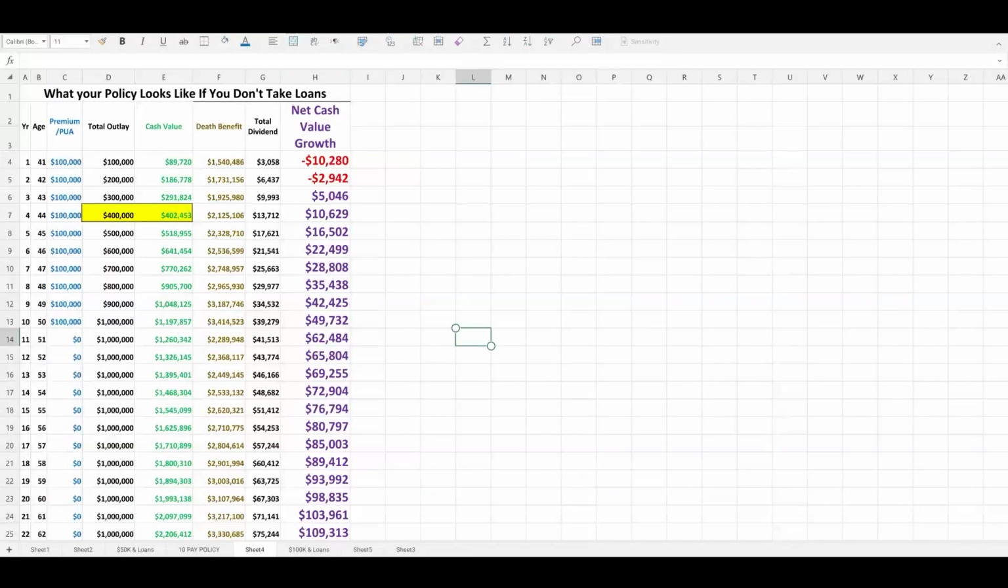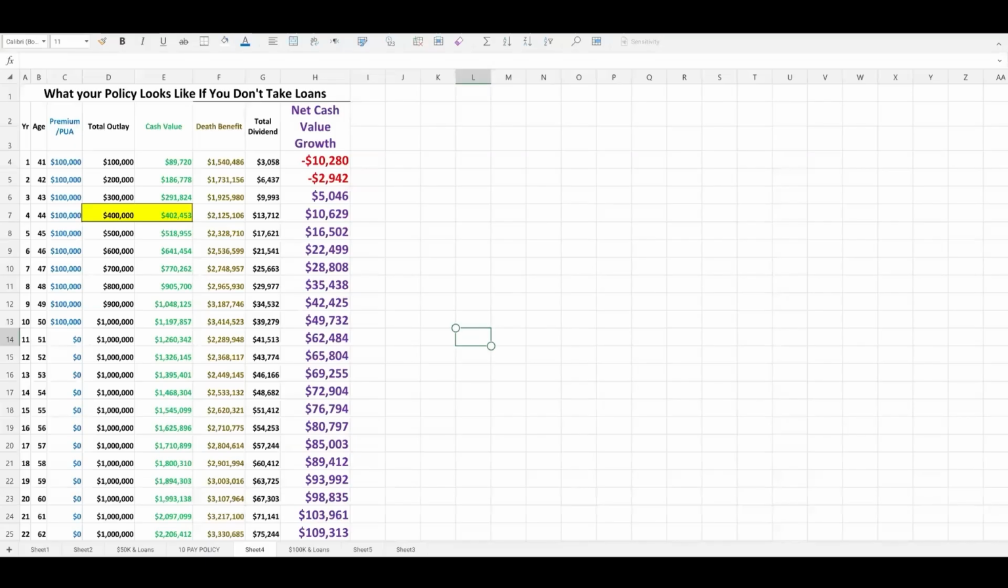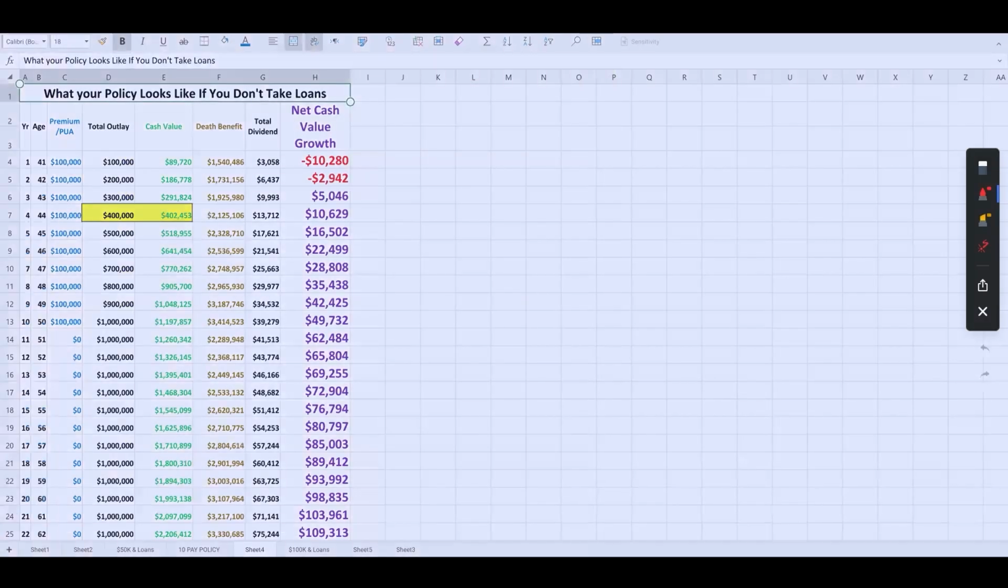So here's that same illustration. And actually, let me go back for 1 second. Annual dividend. Look at year 10, $39,000 and change. Okay. And then look at year 11, when you pay nothing, $40,000 and change. When we go back to this guy, what do you notice? Everything is identical because it is the exact same policy.